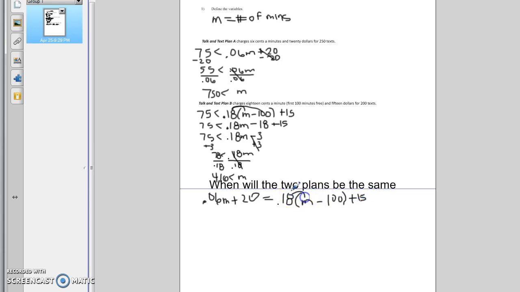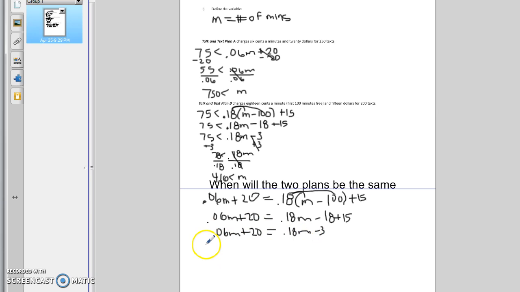So again, this is going to be very similar to the way we set this up and solved in the last one. I'm going to have to get rid of my parentheses just like I did before. So my first step is to get rid of my parentheses. That part's not changing at all. I get 0.18m minus 18 plus 15. I need to combine like terms right here. So I'm going to say 0.06m plus 20 is equal to 0.18m minus 3. Now, if you notice, I have variables on both sides of my equation.